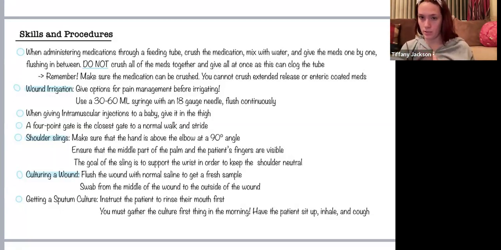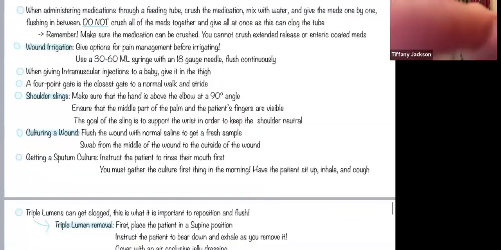If we ever need to culture a wound, flush the wound with normal saline first. That way you can get a nice fresh culture. We always swab from the middle of the wound to the outside of the wound. When getting a sputum sample, make sure we get it first thing in the morning. That's when it's best. And to get it, have the patient sit up, inhale, and cough.